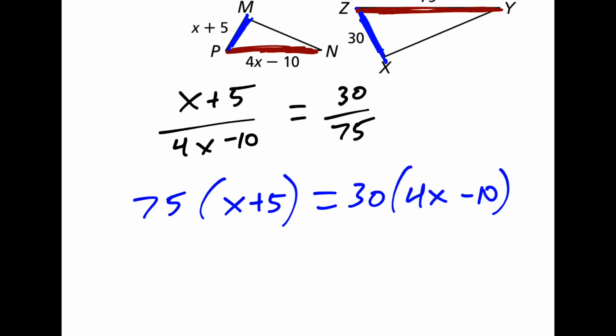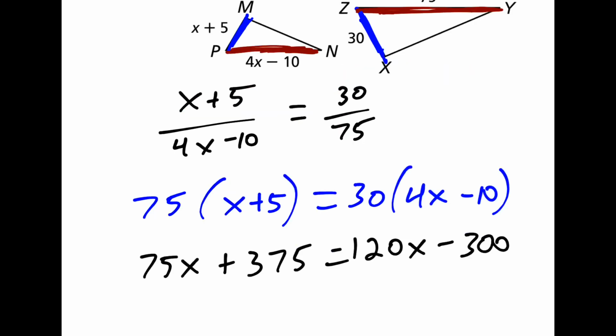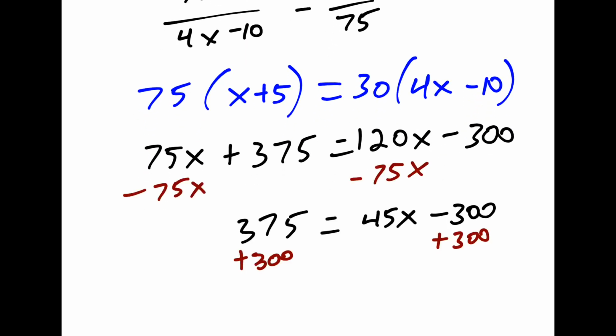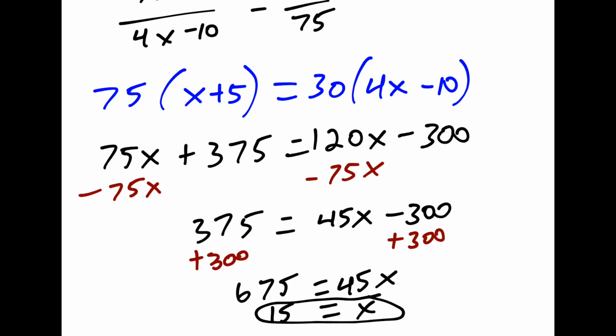Here's how I would set up my cross multiplication. Here's how I would distribute and move all the x's to the right and the numbers to the left. And when I divide by 45, I get 15 as my final answer.